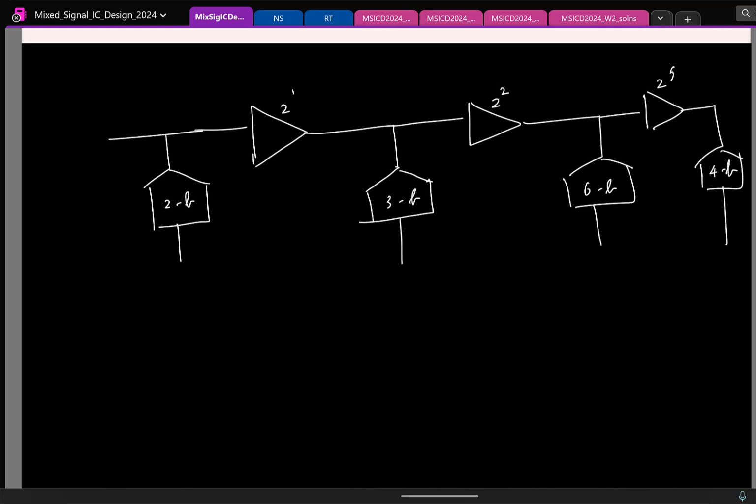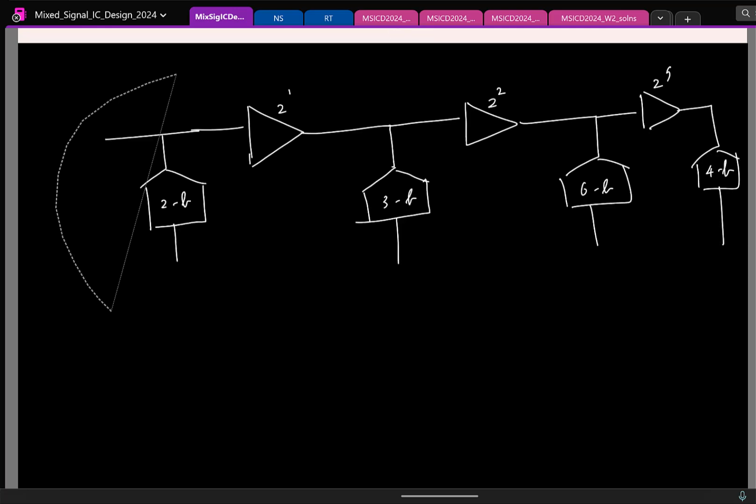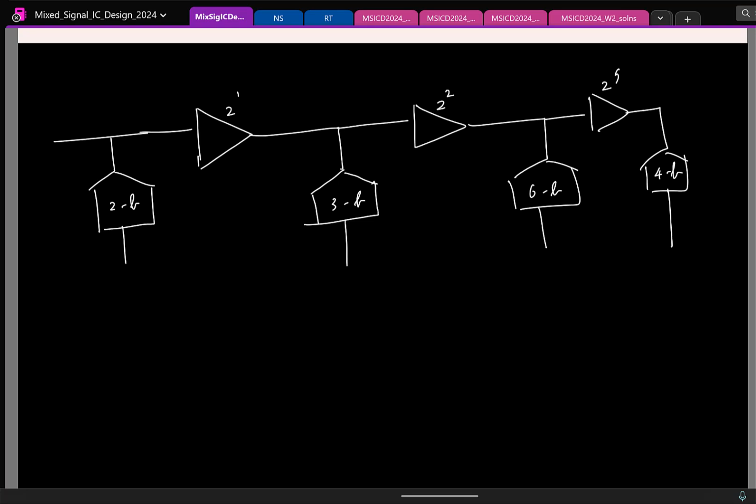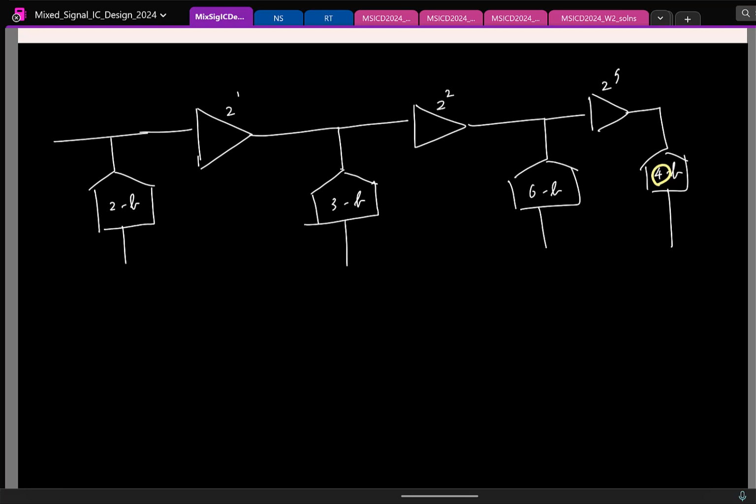And let's say at the end I have 4 bits. This is the final pipeline ADC you have, let us say. So what will be the effective resolution here? How will you find it? If I do this, the quantization noise of which ADC will remain finally? The last ADC will remain, and that will be divided by all these gains. So the effective resolution is basically 4 plus 5. So how much do you have? 9, 11, 12 bits.